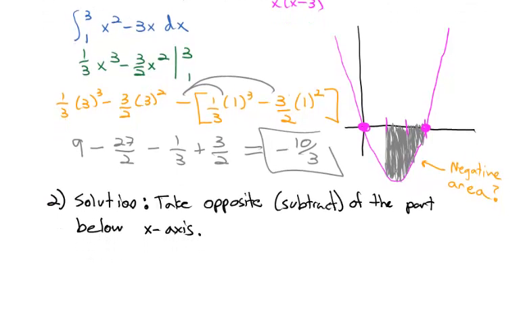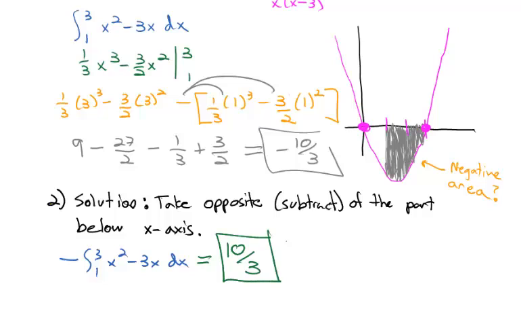So instead of doing the integral from 1 to 3 of x squared minus 3x dx, we're going to take the opposite of that and put a negative sign in front. So when we evaluate this, it's the same work, there's just a negative sign in front that's going to distribute. And so instead of getting negative 10/3 like we did before, it's going to be a positive 10/3. The area is 10/3 units. It's just below the x-axis, so we had to do the opposite of the integral.